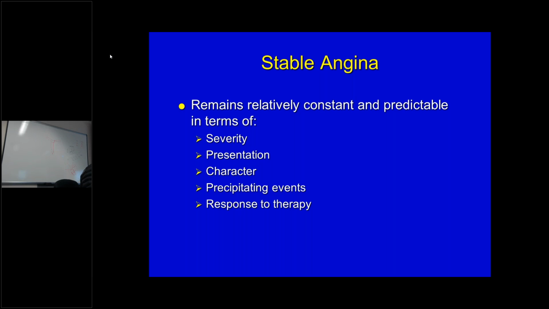All right, stable angina, we talked about that. This is constant and predictable. Severity is obviously how much they can do without getting symptoms, and then what their response to therapy is. That's why a lot of these patients are prescribed nitroglycerin, and they have nitroglycerin with them all the time. If they have this chest pain, then they take the nitro.